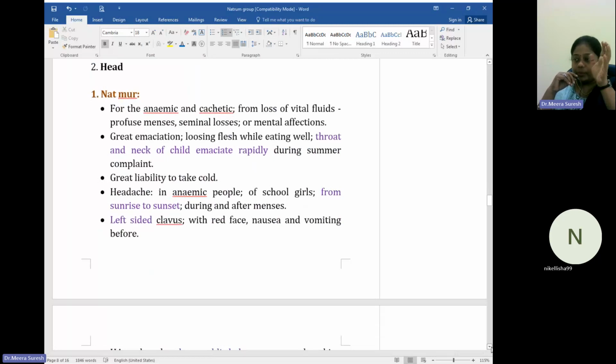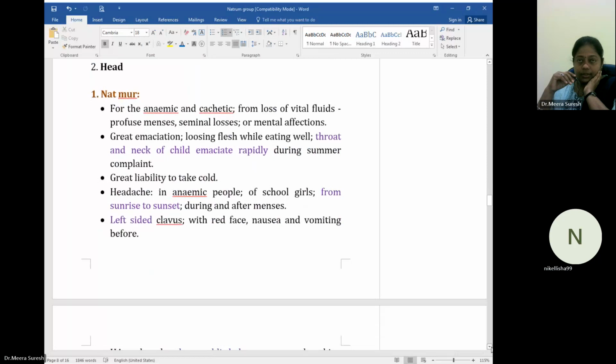So that is why, when we say head, in materia medica head and neck come together. Though we don't mention head and neck, when we take the repertory, it is actually head and neck. So that's why the neck symptom also came over there, and also as a constitution. The other symptom I told you is they have a great liability to take cold, and headache in anemic people, especially school girls. In school girl headache we have a lot of medicines, but another medicine which says the same itself is headache in school girls.